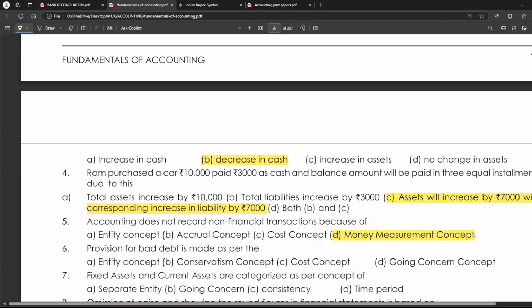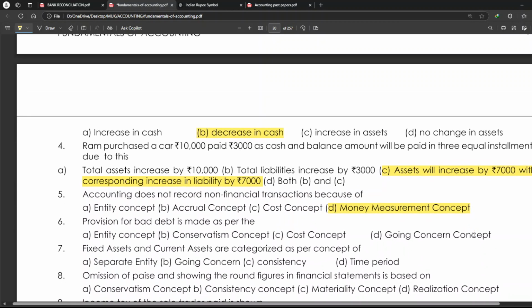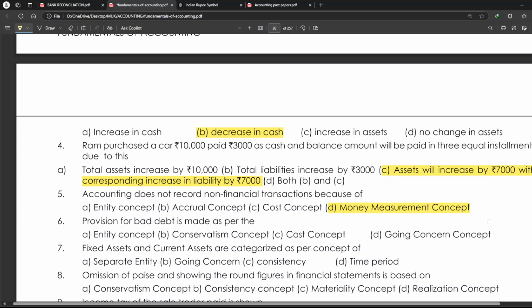Provision for bad debt is made as per which concept? We should know it is called the conservatism concept. Another word for conservatism concept is prudence concept. Each objective carries how many marks? 2. Yeah, and the prudence or conservatism concept states that we anticipate no profit but provide for all possible losses.